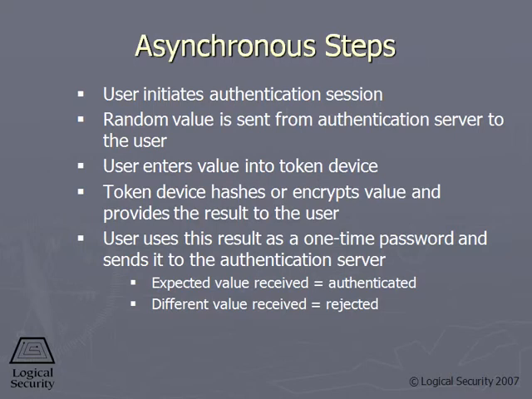Now I take that random value and I punch it into my token, because asynchronous tokens actually have a little keypad. So I take the random value that came from the authentication server, I type in that random value. Now my token takes that value and it encrypts it. It could hash it or encrypt it, but it will take that value and change it. Let's say it encrypts it. So then it shows me a new value. Now that new value is my one-time password.